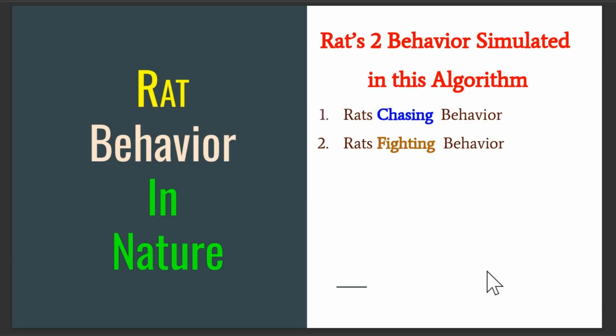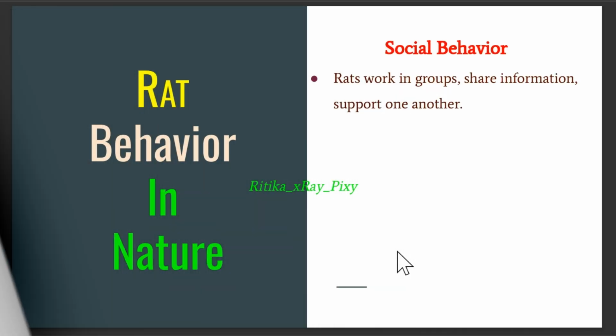As this algorithm is inspired by the rat's behavior, first we will discuss rats' behavior, how they chase, fight and hunt. After that we will discuss how this algorithm is working, meaning how the rats' behaviors are modeled in this algorithm to find the solutions of different optimization problems. First we will discuss their social intelligence.